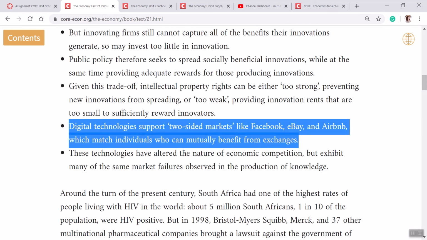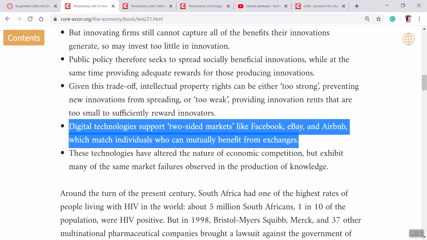All right, so now we have something else here. Digital technology supports two-sided markets, like Facebook, eBay, and Airbnb. They match individuals who can mutually benefit from exchanges, right? So I have a house with an extra room, and I have a person who's traveling to a new location and needs a place to stay. Airbnb is going to match that together.